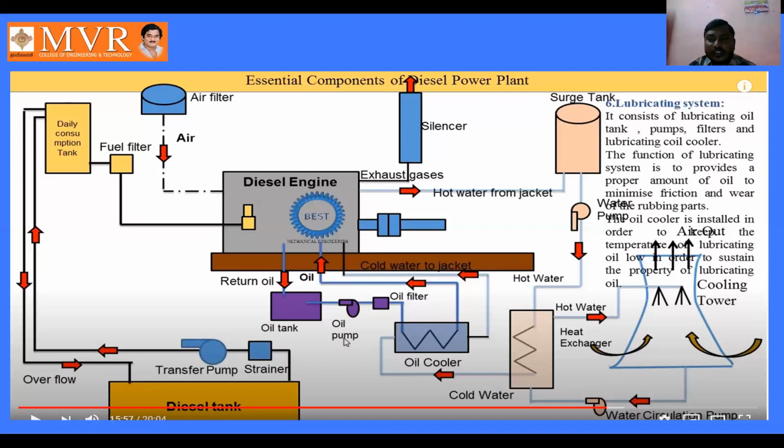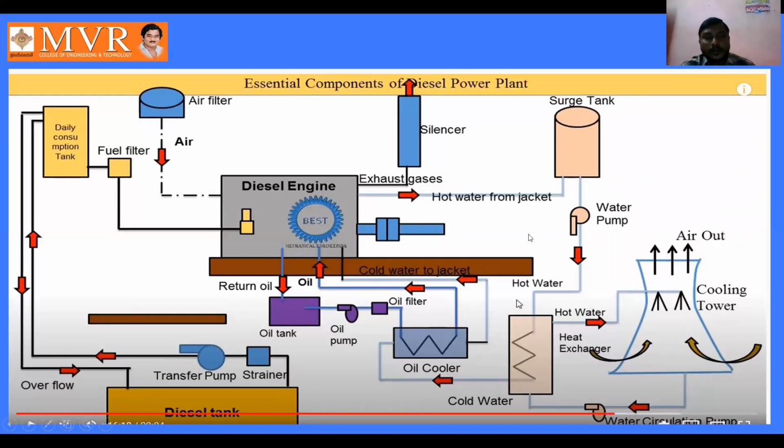The oil cooler is installed in order to keep the temperature of the lubricating oil low, in order to sustain the property of the lubricating oil. See how we are using the lubricating oil for not getting wear and tear inside the engine cylinder of the diesel engine. This is the lubrication system, how we are using it in the diesel engine in different power plants.